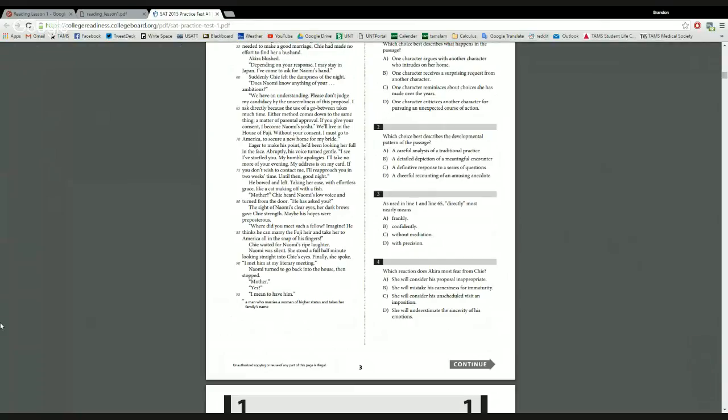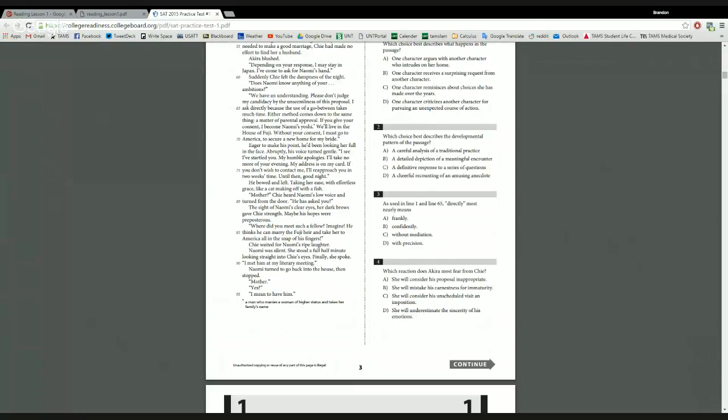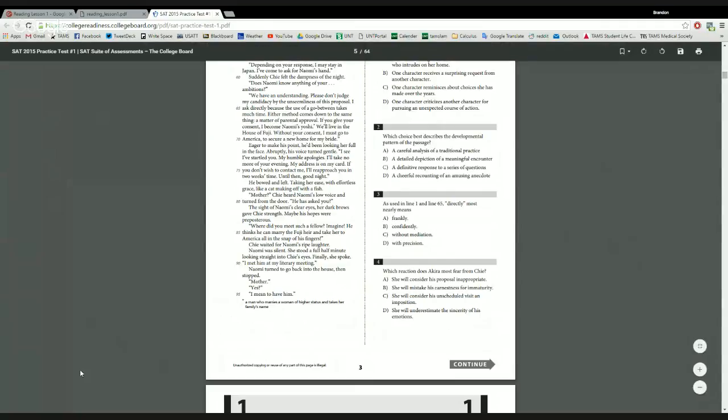Choice C, she will consider his unscheduled visit an imposition. This is not correct because Akira recognizes that this unscheduled visit is a nuisance, but the larger concern is that she will reject him due to the inappropriateness of his proposal. And D, she will underestimate the sincerity of his emotions. There's nothing about his emotions here, so this may be an answer you might pick based on your opinion, but this is not correct because it's not said in the text.